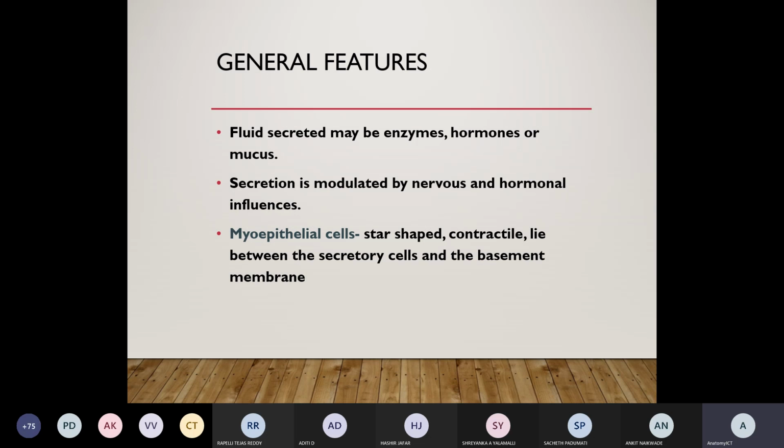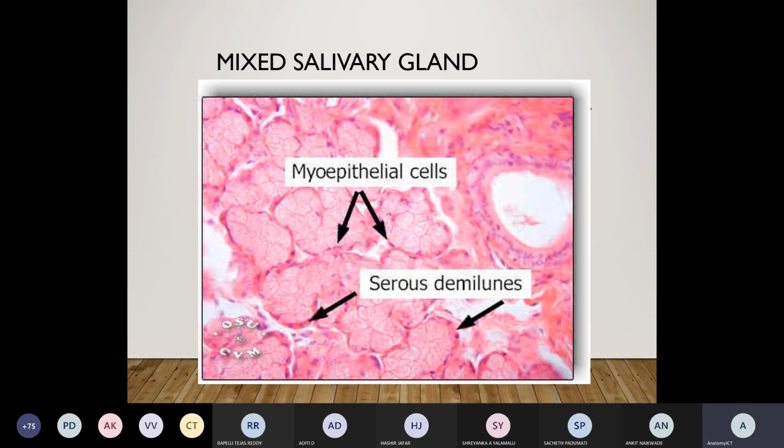I will show in the figure how the myoepithelial cell looks. But just remember the shape is star shaped. They are contractile in nature. They lie between the secretory cells and the basement membrane. They are not in the apical region; they are there at the basement membrane. The reason is whenever the contraction over the basement membrane takes place, automatically the apical part will get burst and secretions within the cell are released into the tubular area, which I will show you in the figure. So this is how the myoepithelial cell works.